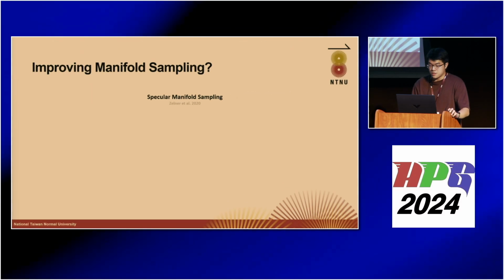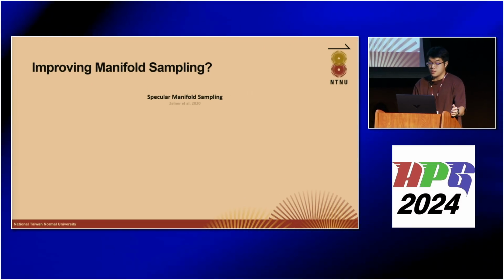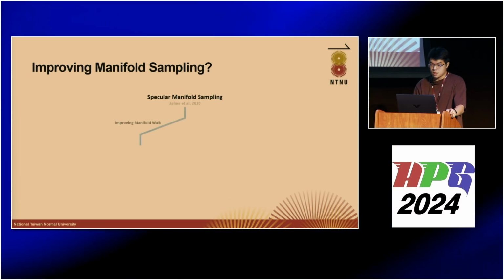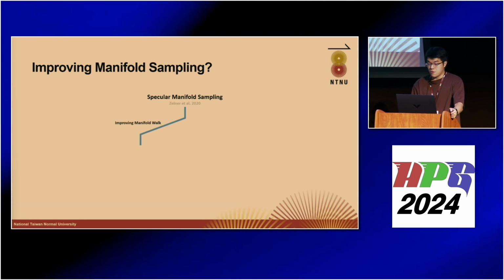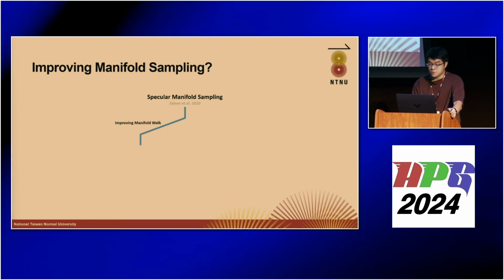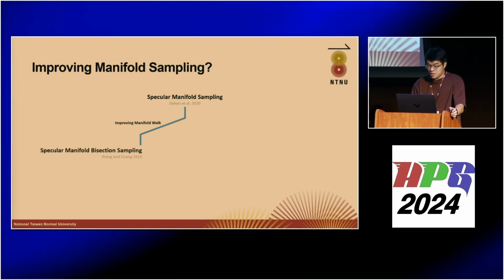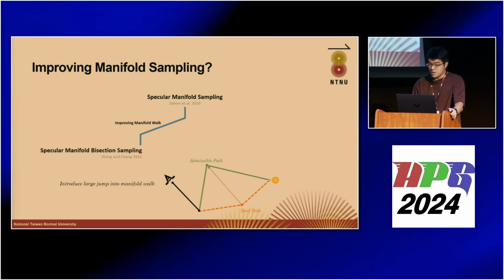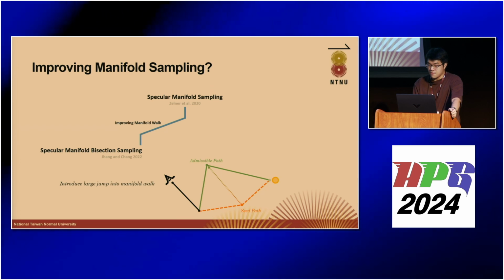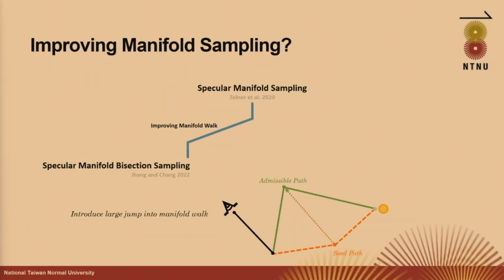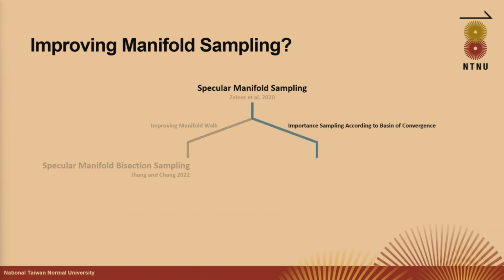To combat this variance problem, many works try to improve SMS in two aspects. The first is improving the manifold walk process itself, enhancing exploration strength, like specular manifold bisection sampling here. They introduce a large jump into the manifold walk process itself, allowing more admissible paths to be found and avoiding getting stuck on local extrema during exploration. And then another branch is importance sampling according to converged basins, which improves the success rate for manifold walk to find admissible paths by giving it a better C path.